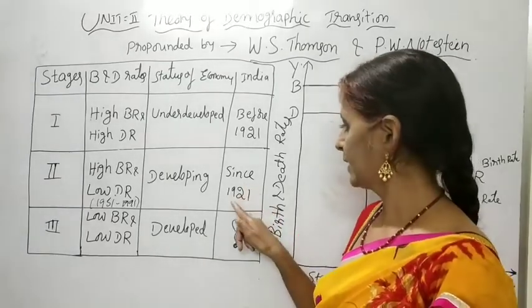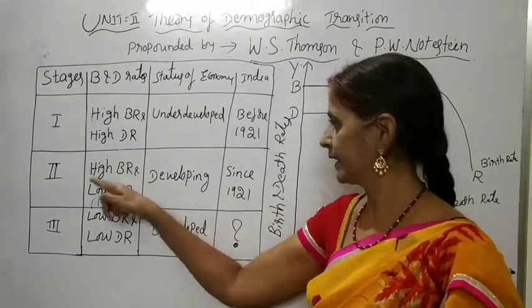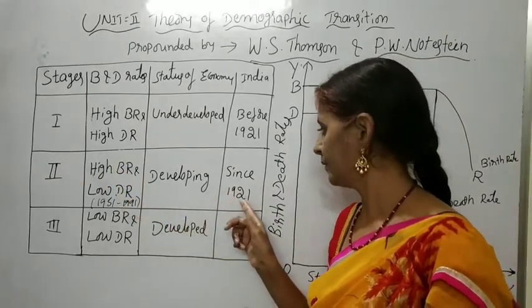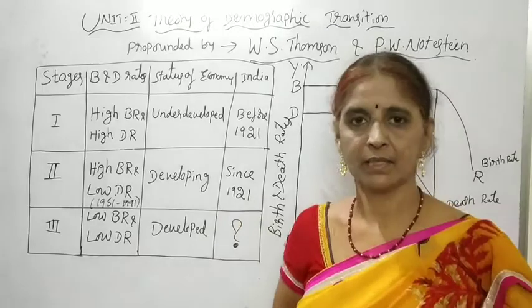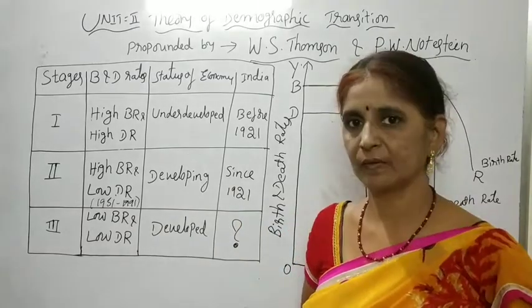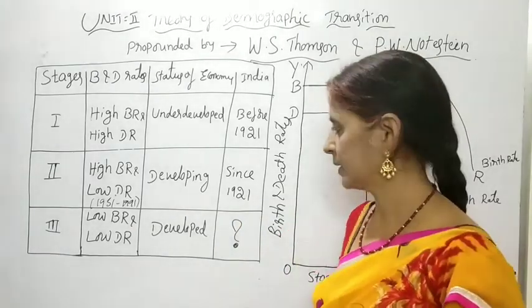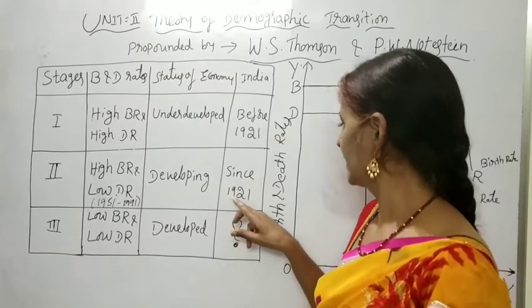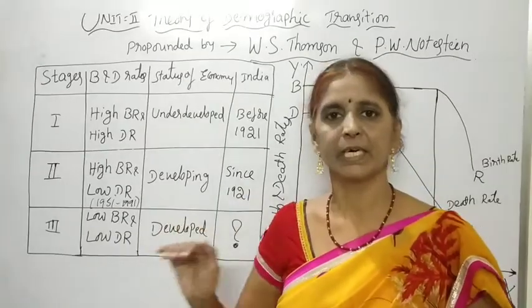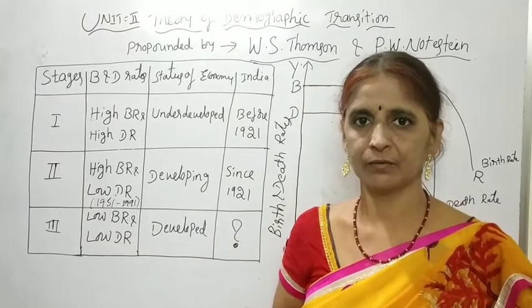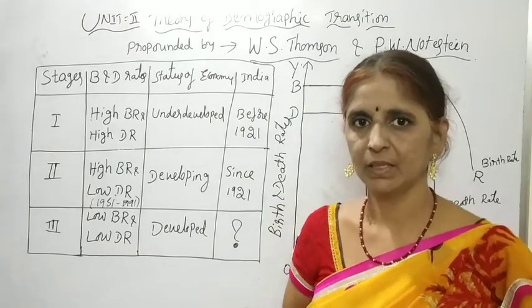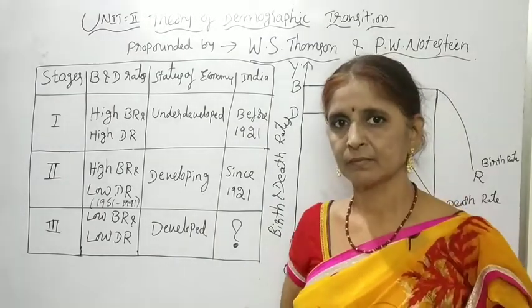So India entered the second stage of the theory of demographic transition in the year 1921, and still we are in the second stage of the theory of demographic transition. Okay, children, the year 1921 is called the year of great divide. Why? Because from then onwards we are experiencing a high growth rate of the population in India.